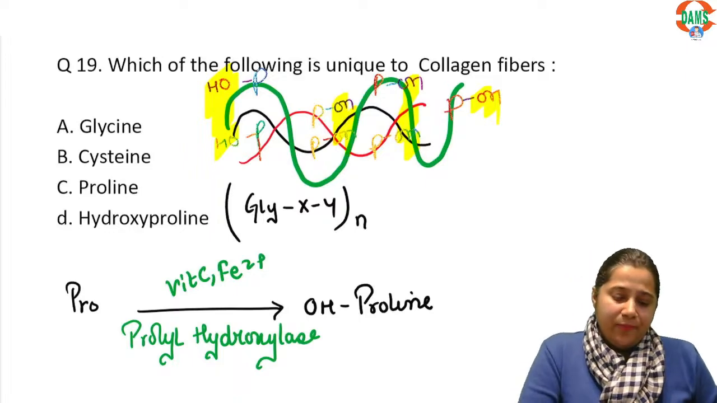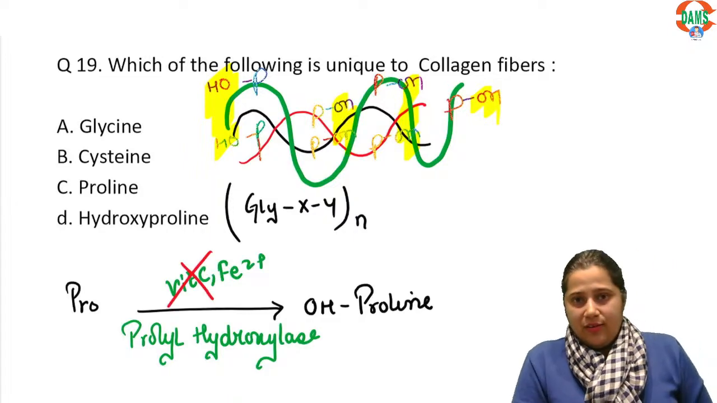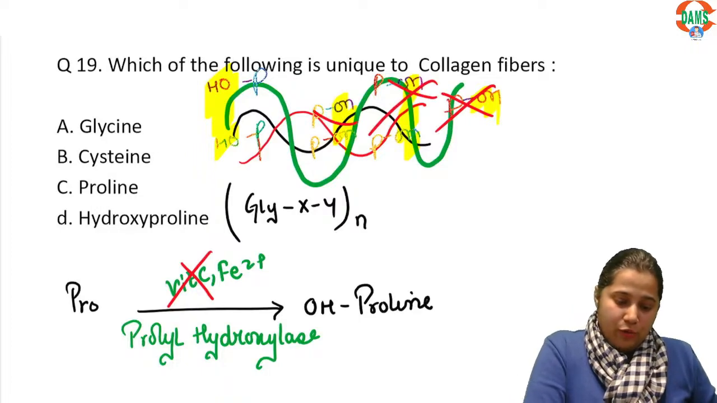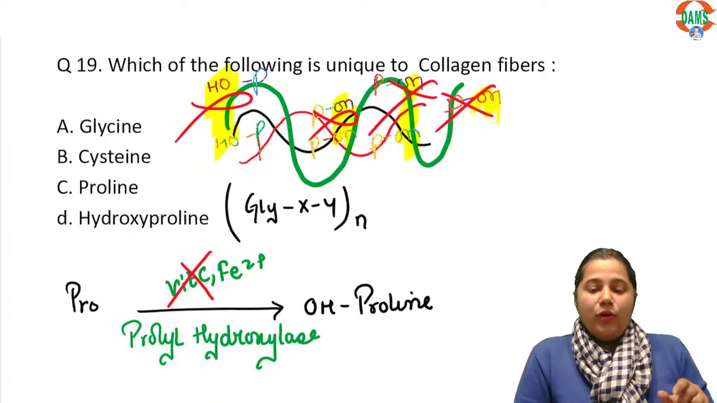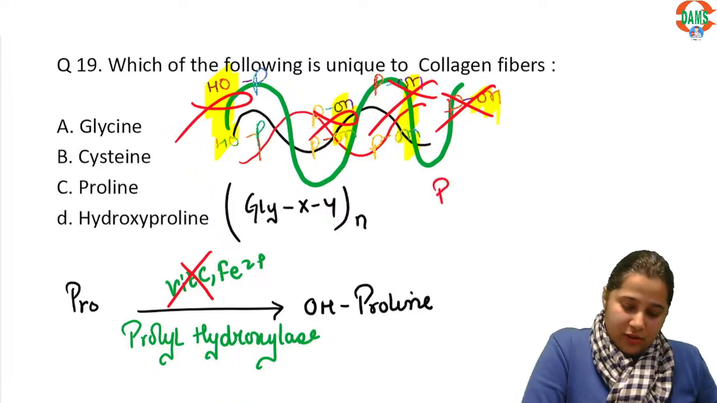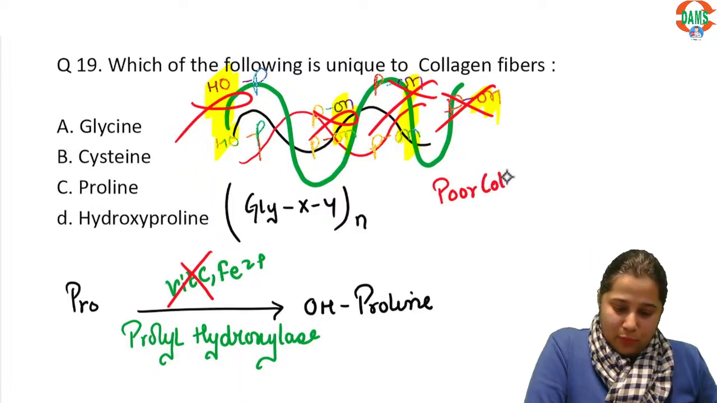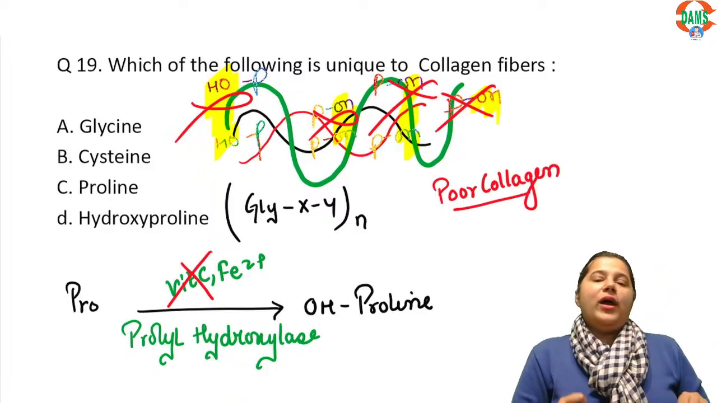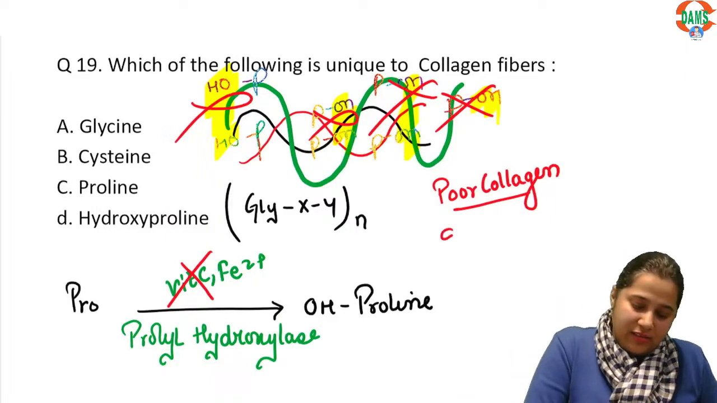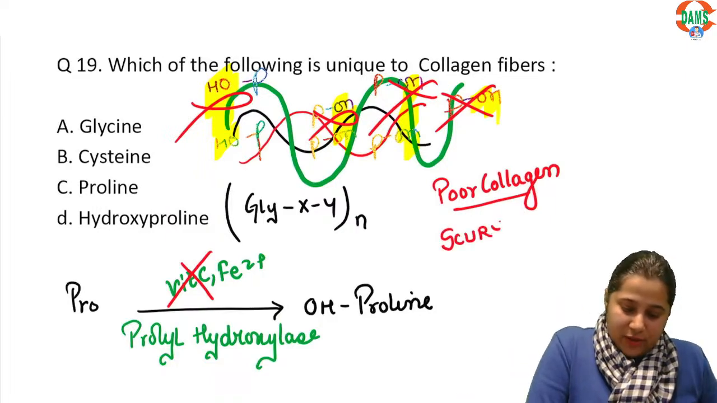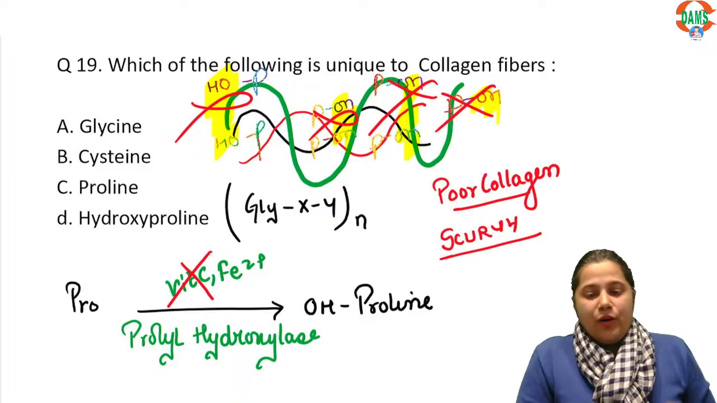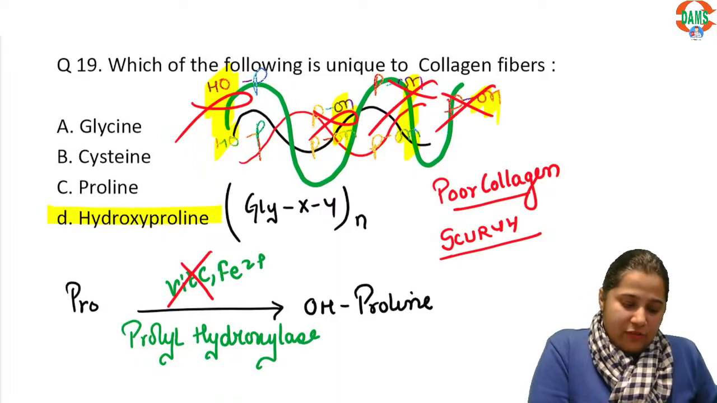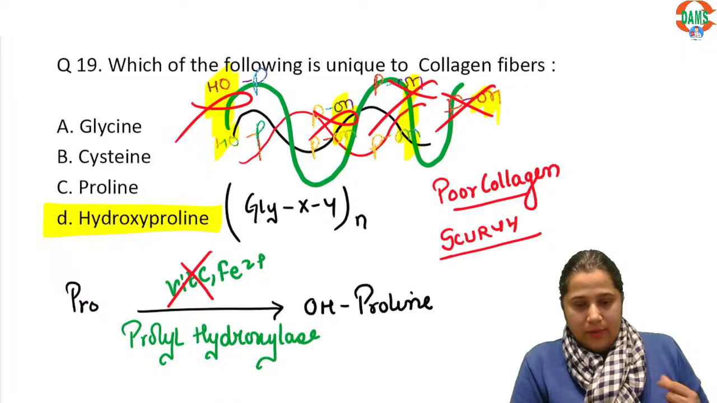Now, let's say vitamin C is deficient. Now, no hydroxylation, no hydrogen bonds, and therefore this will result in poor collagen formation. And this collagen is weak, that is why vitamin C deficiency is associated with scurvy. This is another very important post-translational modification. So, the unique to collagen fibrils is hydroxyproline.